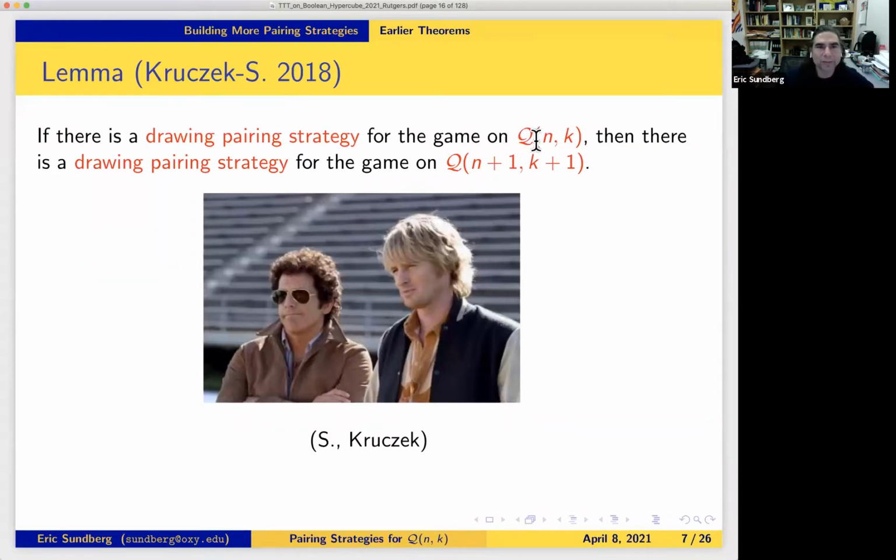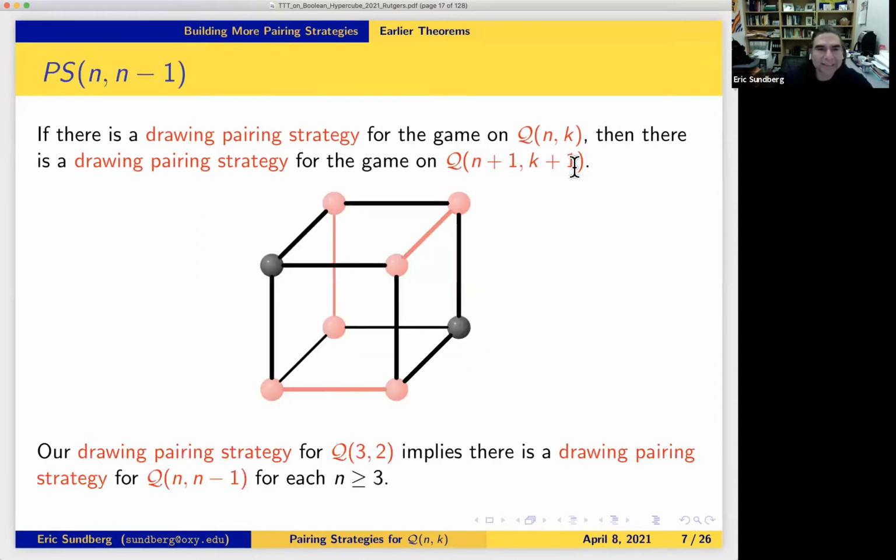We proved that if there's a drawing pairing strategy for the Q(n,k) game, then there's also a drawing pairing strategy for the Q(n+1,k+1) game. So the dimension of the board increases by 1, but also the dimension of the winning sets increases by 1. And since we have this pairing strategy for the Q(3,2) game, if we repeatedly apply our lemma, then we get a pairing strategy for the Q(4,3) game, the Q(5,4) game, the Q(6,5) game, and so on. In general, we get a pairing strategy for the Q(n,n-1) game for each n greater than or equal to our starting value of 3.